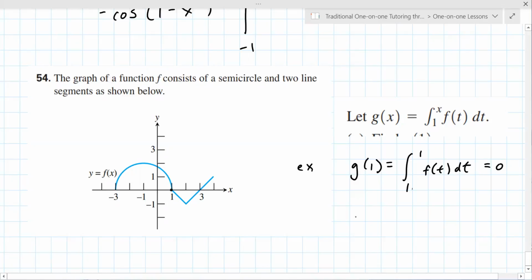Now let me go to the one that I was starting to do here. g of 0 means the integral from 1 to 0 of f of t dt. All right, so take a look at that, and keep in mind what this is asking for. It's asking for the area between 1 and 0 on this curve. So it's asking for this area right here. But do you see how the bounds are basically backwards? So when it's backwards like this, the area above the curve is actually negative, and the area below the curve is positive.